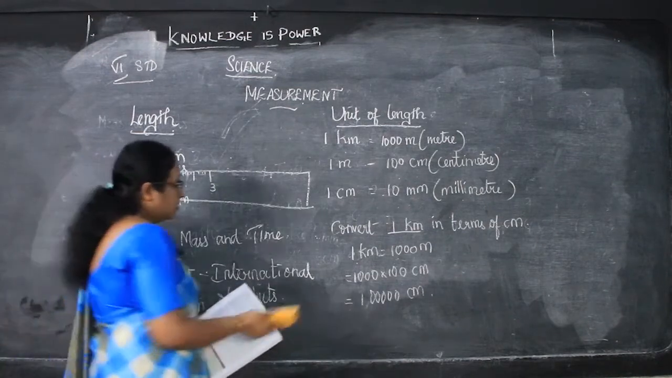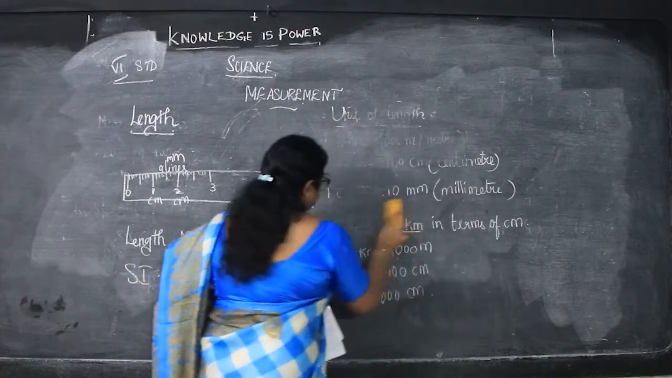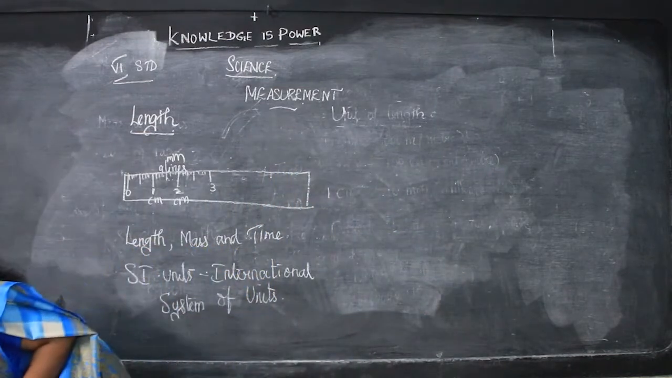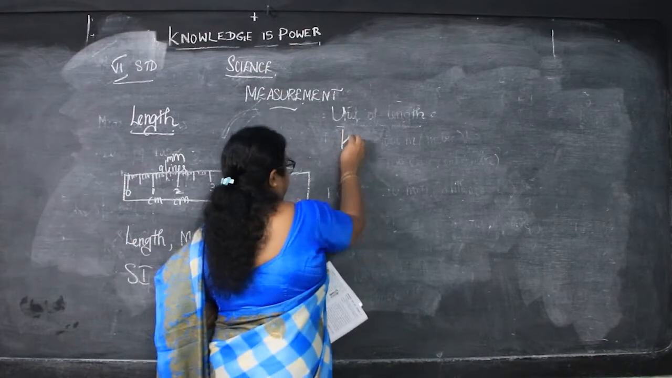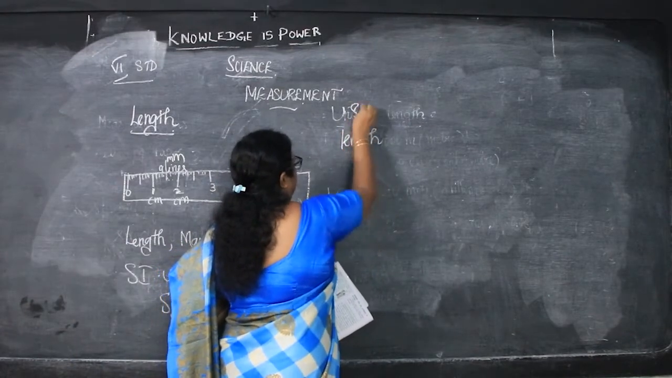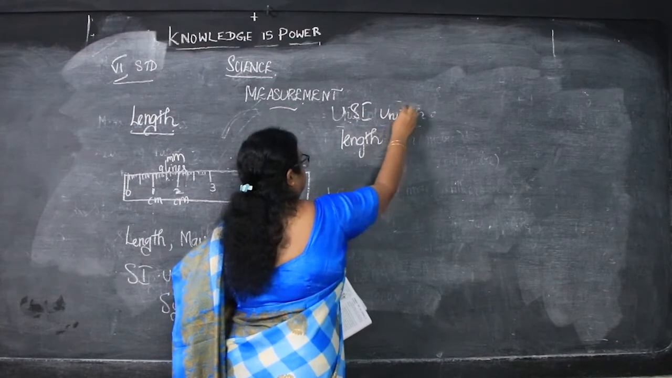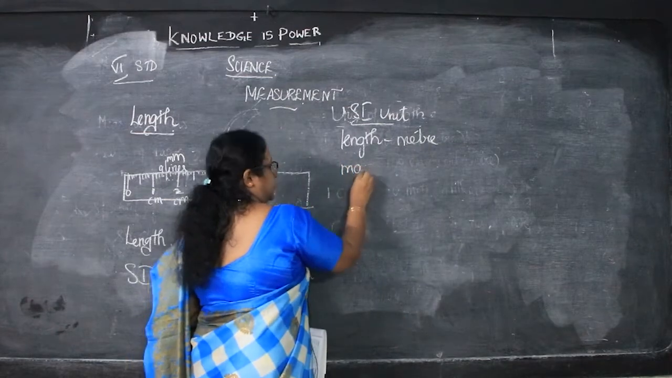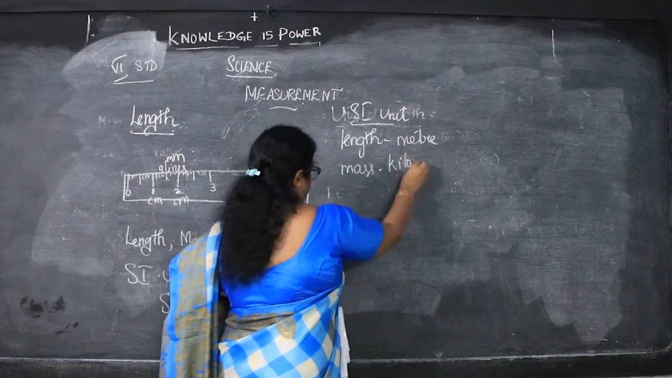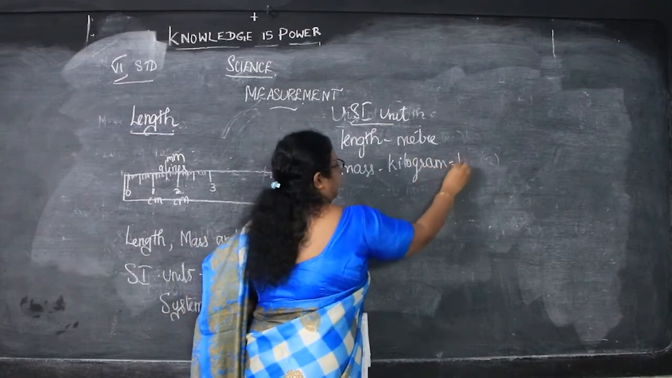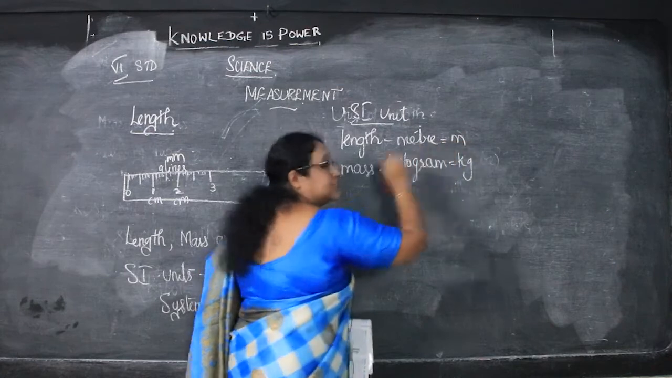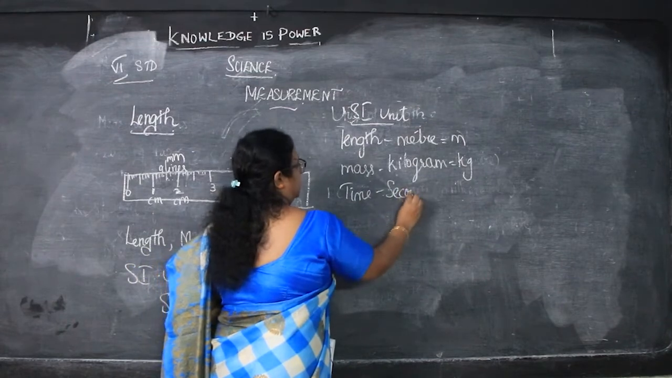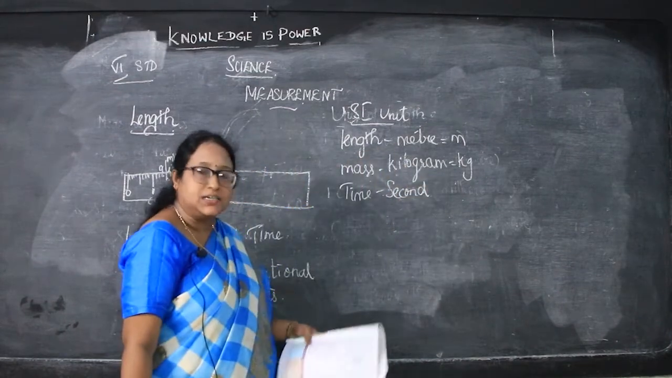Now, we have to see the SI system of units. First, the SI unit for length is meter. The SI unit for mass is kilogram, otherwise written as kg, and for meter it is m. Then time is seconds. For time, they represent the unit as second.